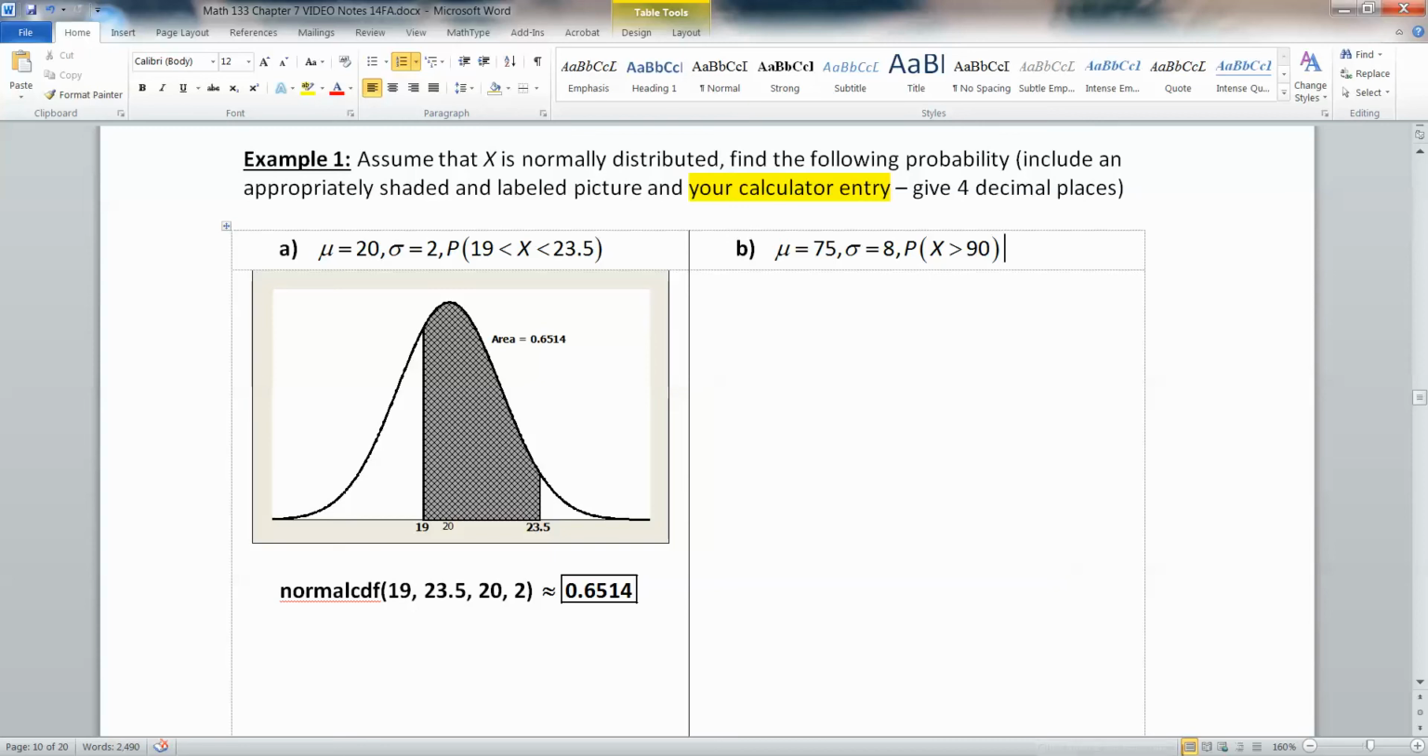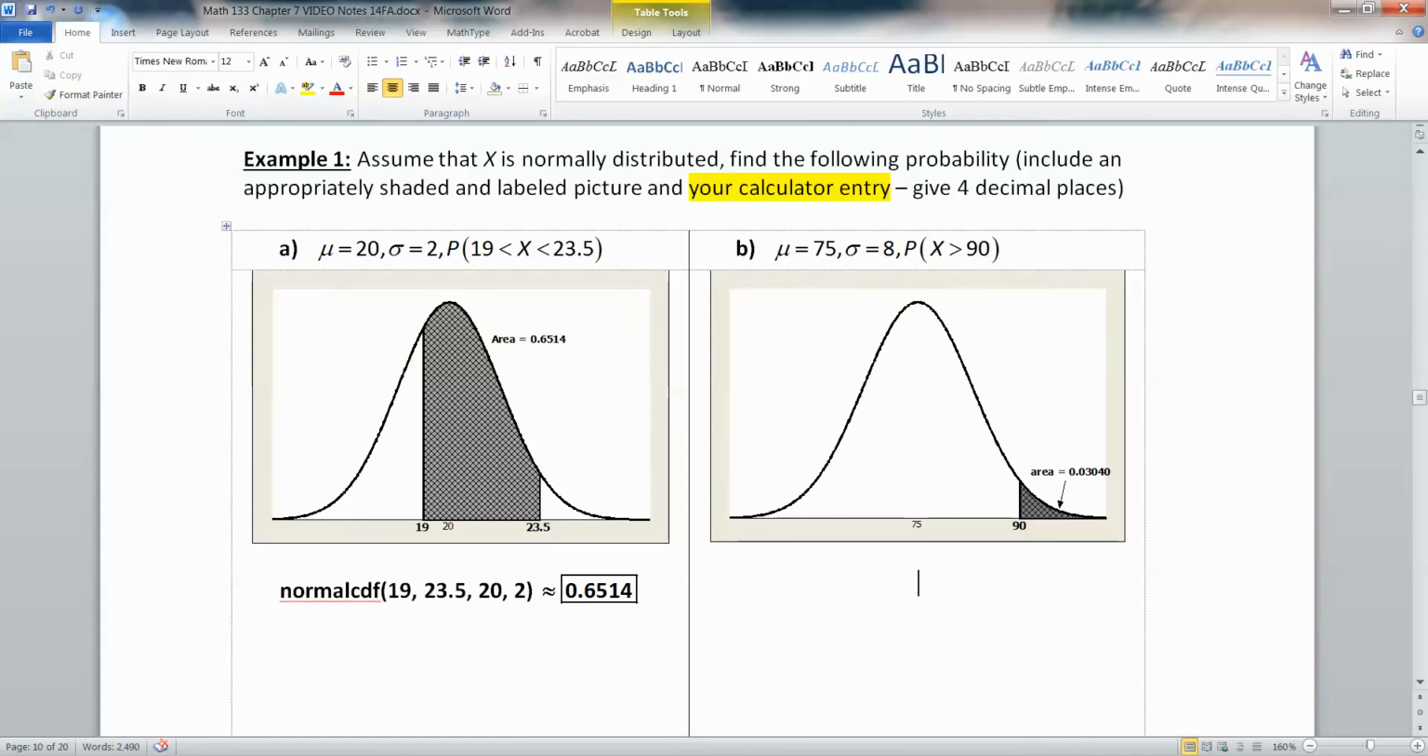So let me draw that picture. There we have it. So we have a normal curve drawn. 75 is the center. Then I have 90 over here on the right. 90 is a good long ways because your standard deviation is 8. So then put 90 kind of a little bit past, well, almost quite to 2 standard deviations away, but not quite. And then you want to have this area shaded, and then you want to label it. And of course, the question becomes, where did you come up with the 0.0304?